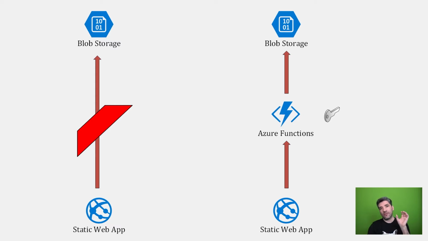How do we solve it? To generate SAS keys, we are going to use an Azure Function sitting in between our static web app and Blob Storage, and this Azure Function is going to generate these keys that I just mentioned.